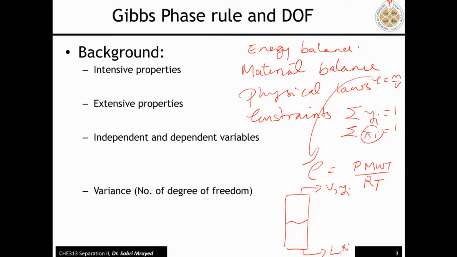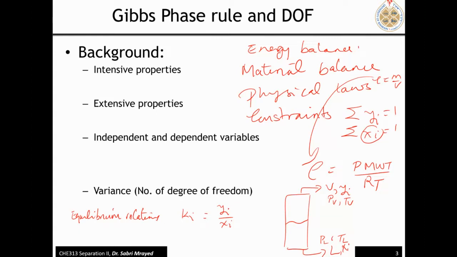Now, as I said, if this is the pressure of the vapor and the temperature of the vapor, and here we have the pressure of the liquid and the temperature of the liquid, we said equilibrium relation. It is related to, if you remember, Ki from thermodynamics, which is equal to Yi over Xi.